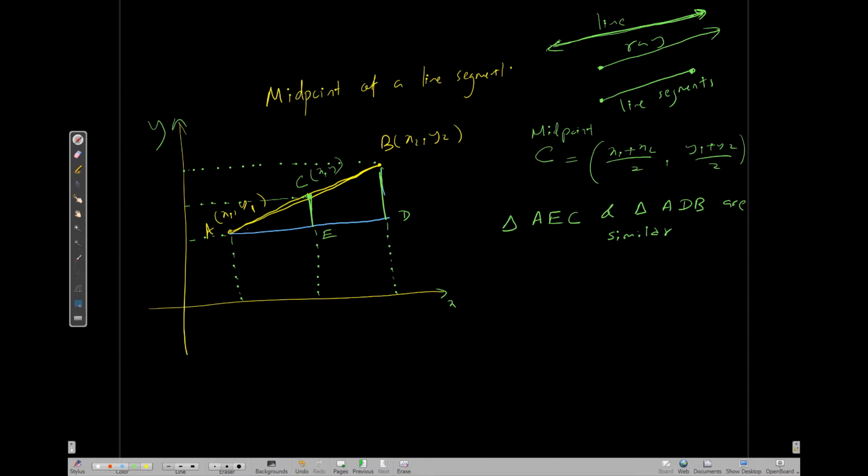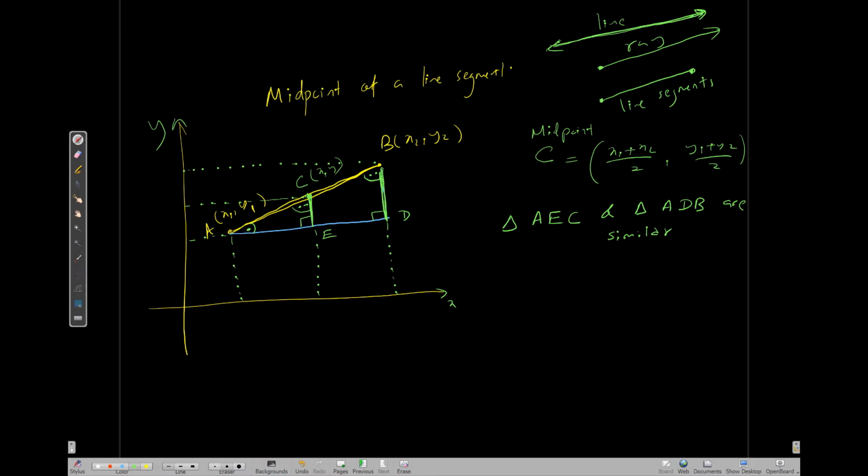When we say the shape is the same, all the angles must be the same. This angle is common, so it's the same. This is 90 degrees, so this is 90 degrees. They are the same. And this angle, because these two lines are parallel to the y-axis, they are parallel with themselves. Because of that, these two are corresponding angles and they are the same. So now you can clearly see they are similar triangles.